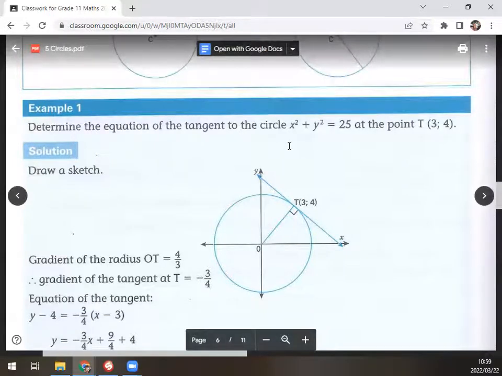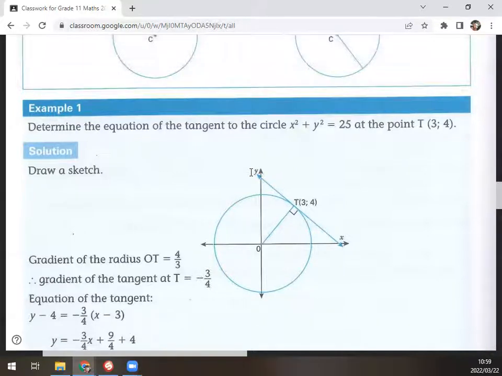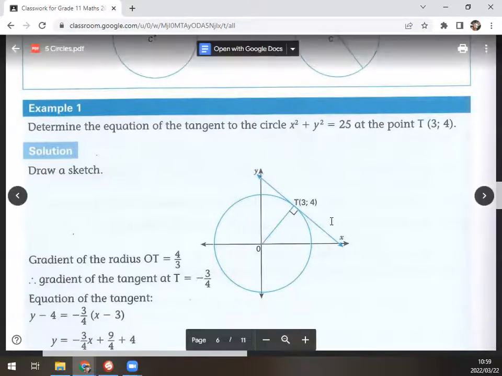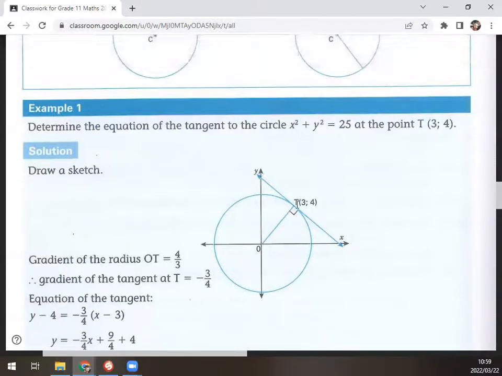They've given us that equation, not the length of the radius. We can find it, but they're not asking for that. They want the equation of this line. Now, guys, what we're going to do is first find the gradient of the radius, which we can do because we have 2 points on the radius.